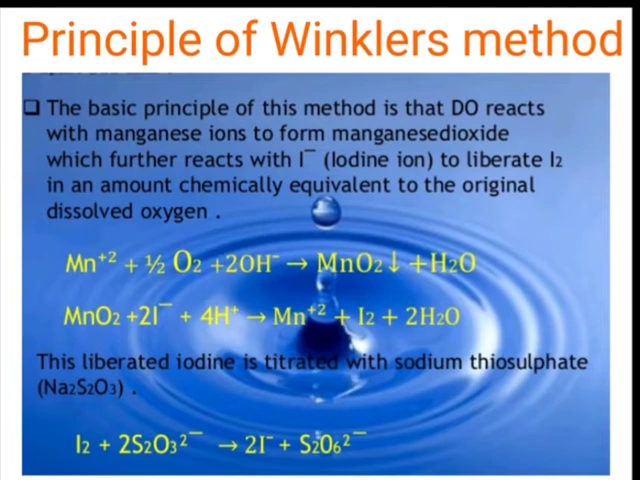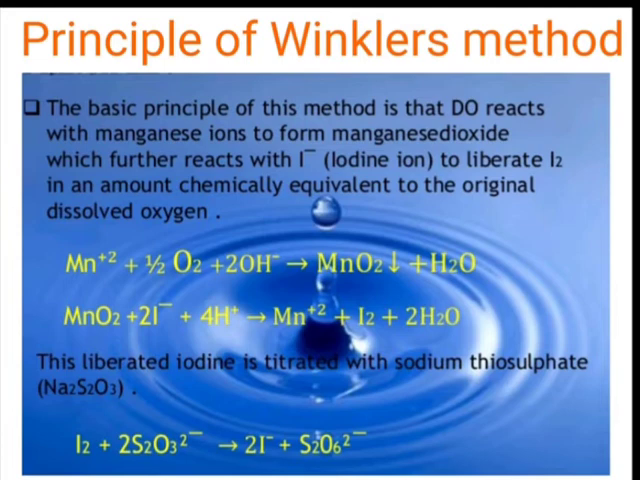The basic principle of the Winkler's method is that the dissolved oxygen reacts with the manganese ion to form manganese dioxide, which further reacts with iodide ion, that is I minus, to liberate I2 in an amount chemically equivalent to the original dissolved oxygen. So simply see the reaction.